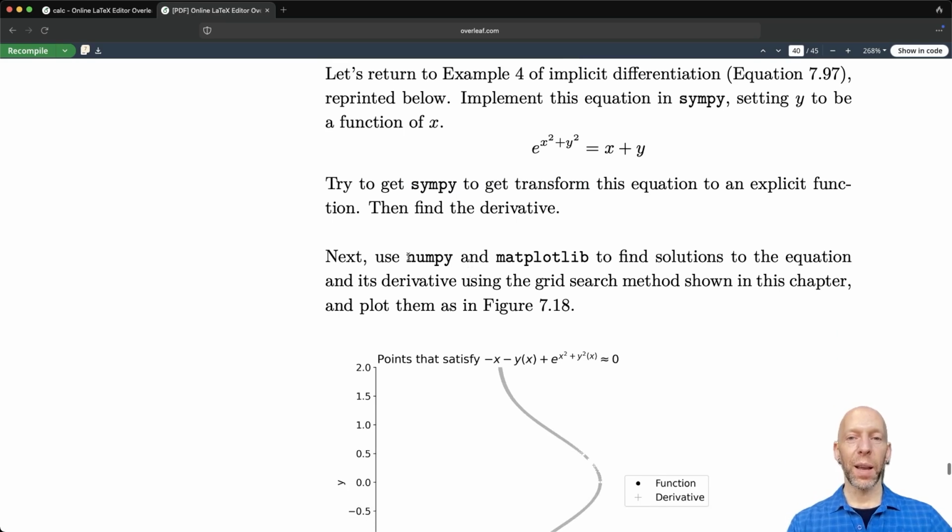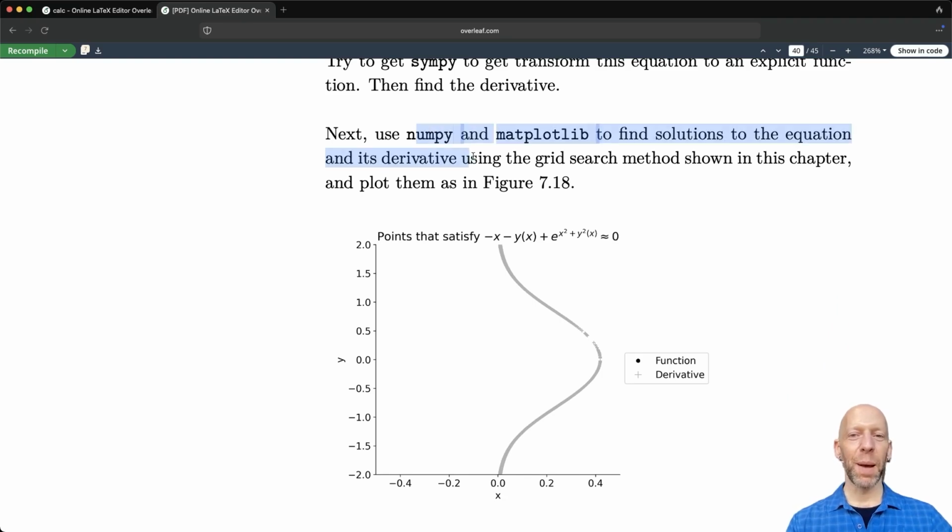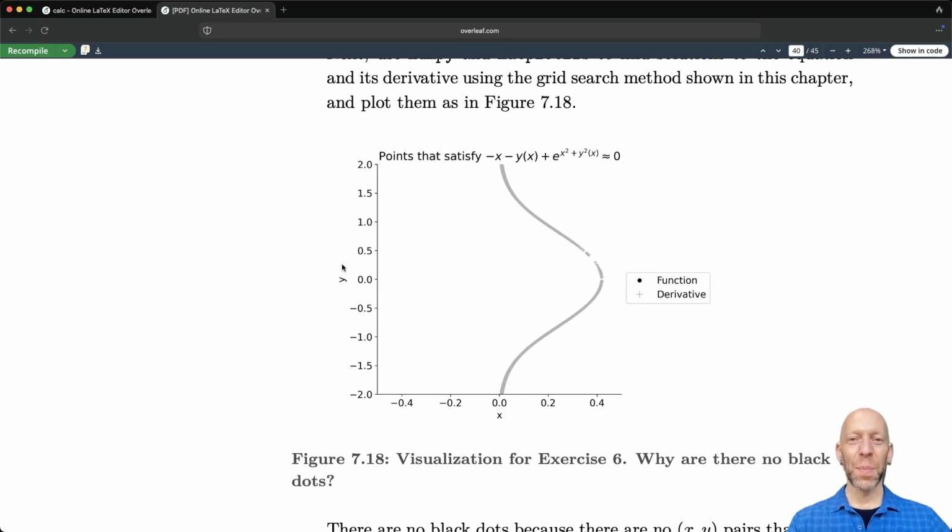Then you want to use NumPy and Matplotlib to find solutions to this equation, and also solutions to the derivative that you will get from SymPy, explicitly or implicitly. You will have to figure out how to differentiate this in SymPy. Then, in NumPy and visualized in Matplotlib, use the grid search method that I introduced in this chapter to find solutions both to the function and to the derivative. You are going to find something interesting, which is that there are solutions to the derivative, but there seem not to be any solutions to the function, as evidenced by the absence of black dots in this plot here. So you're going to have to think about why that is the case. Why are there no black dots? Why are there solutions to the derivative? I will have a small discussion about this point when I show the code.